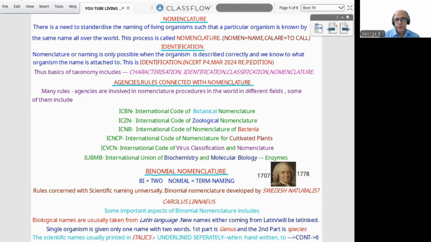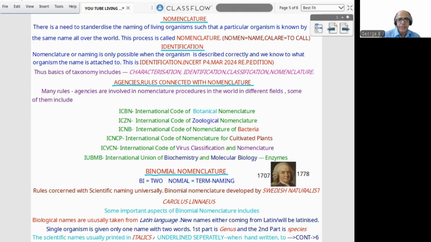Now, so that's the basics of taxonomy. Taxonomy, that word I will explain in the next class, next episode. Few more terms will be there. So the basics of taxonomy includes characterization, identification, classification, nomenclature. First, characters will be located. Based on them, the organism is identified. Then organisms will be classified and finally given the nomenclature.